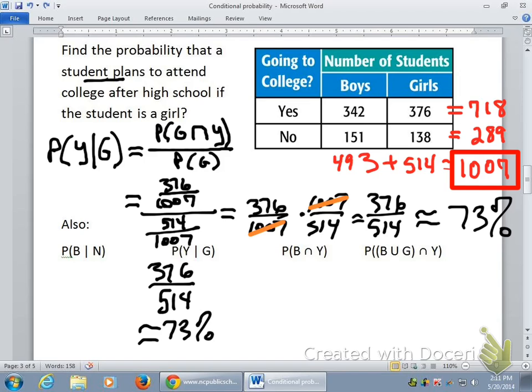Okay? So I know that there's 289 not going to college, out of how many boys? Or excuse me, how many of those are boys is what I should have said. 151 of those are boys not going to college, right? And then of course you just reduce. These two over here aren't necessarily conditional. Let's reread. What is this trying to tell us?